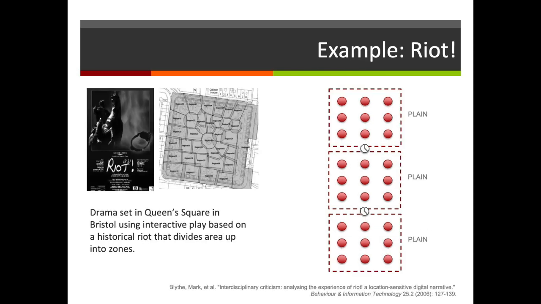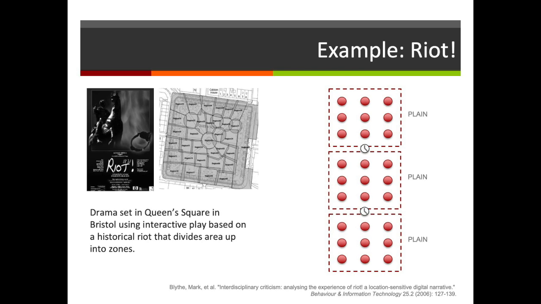Our second example was Riot, which was a kind of audio virtual play that unfolded in Queen Square in Bristol. The square was divided up into different zones, and as you walked around those zones it would activate different bits of audio, and then over time the drama would progress. In terms of canyons, deltas and planes, we can see this as a sequence of planes.